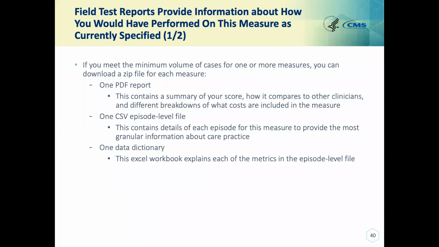The field test reports are intended to provide information about how you would have performed on a measure as currently specified. It has 3 components: a PDF report containing a summary of your score and different breakdowns of what costs are included in the measure. An accompanying CSV file provides episode level details for attributed clinicians and groups interested in more granular data. And then a data dictionary in the format of an Excel workbook explains each of the metrics that are in the episode level file.